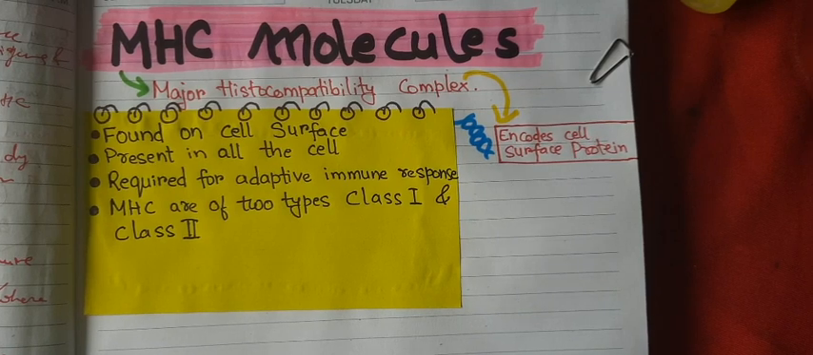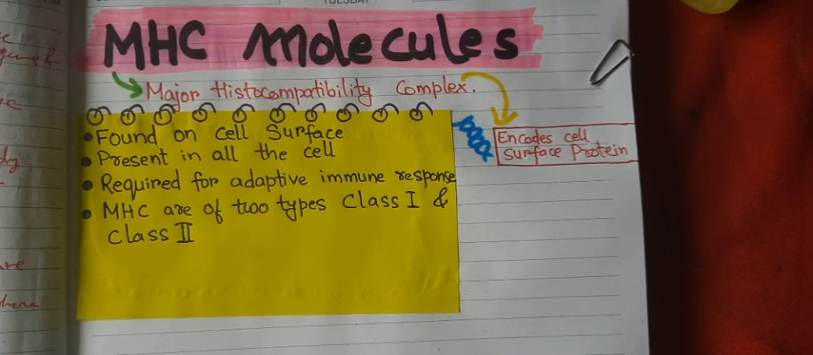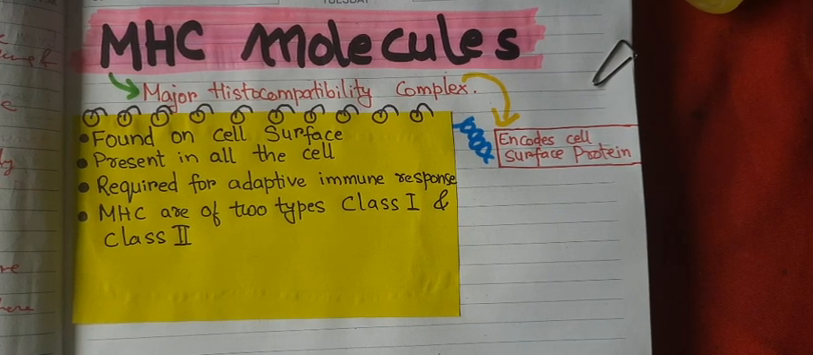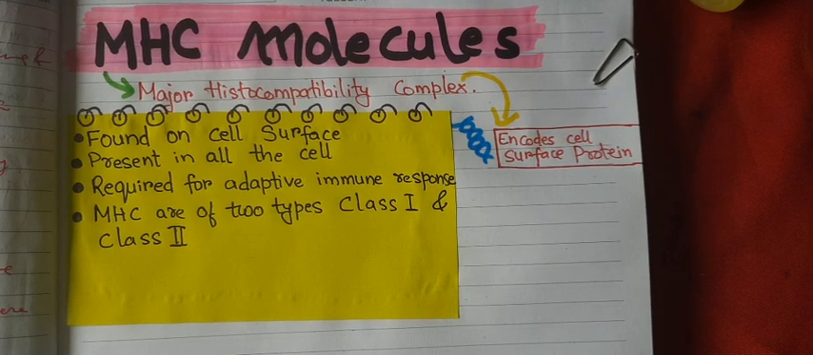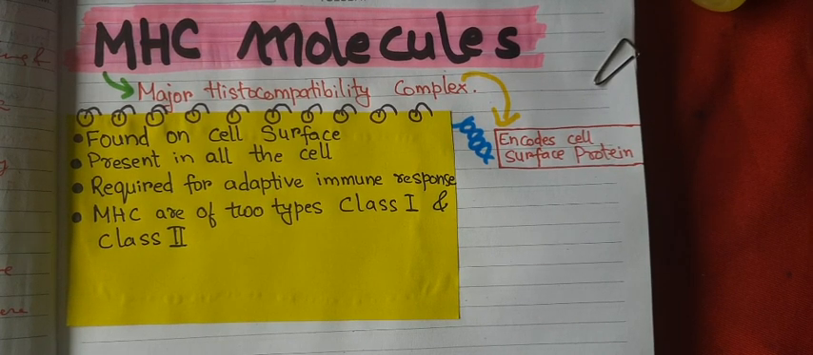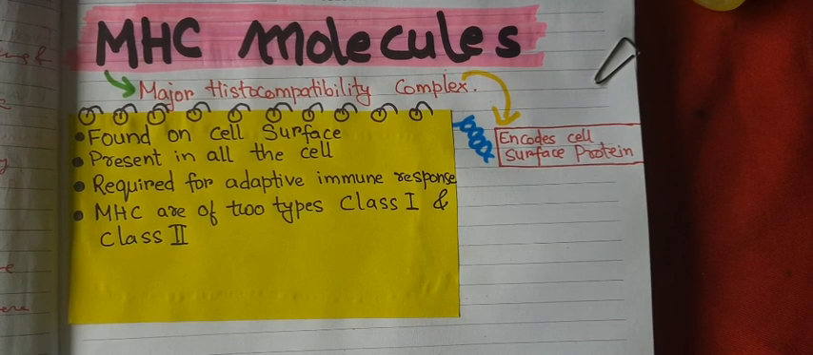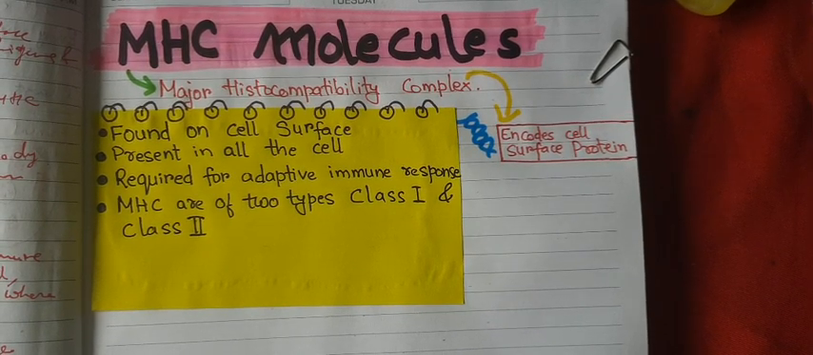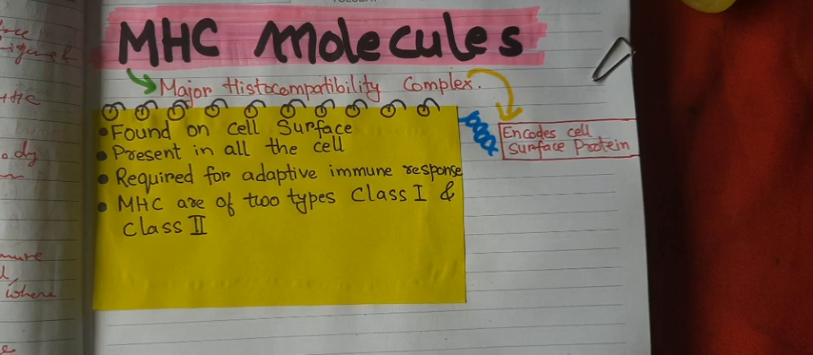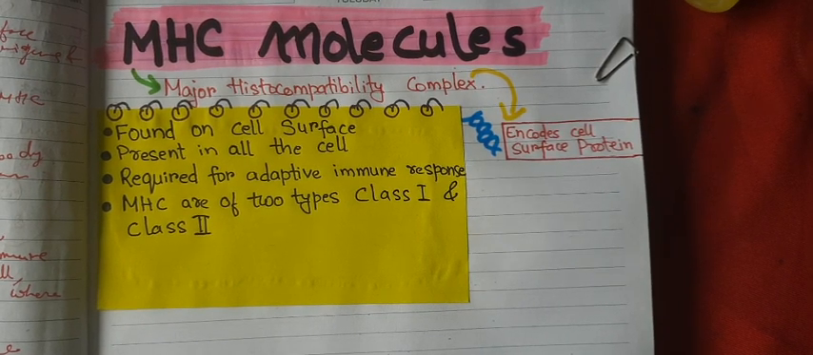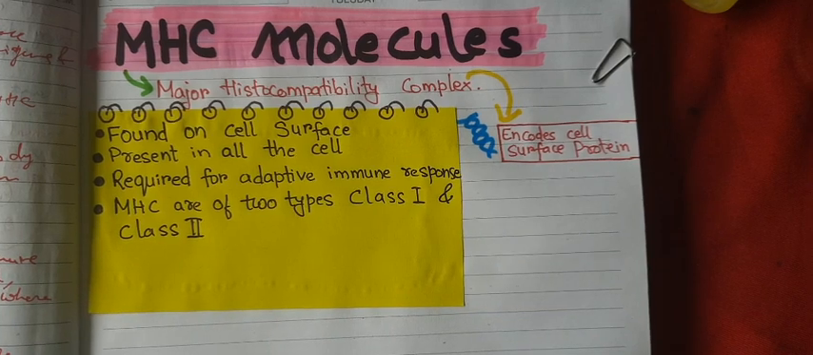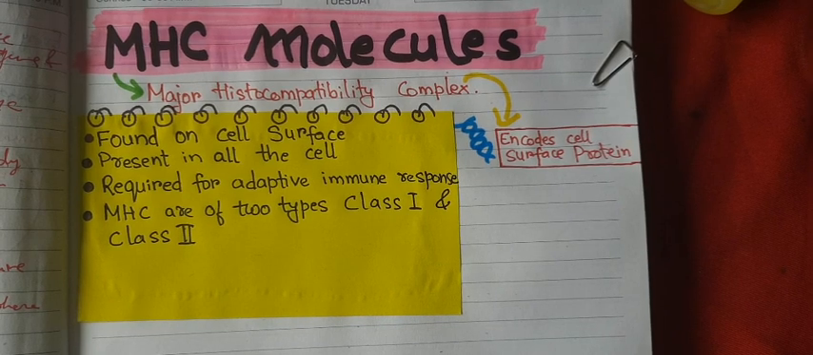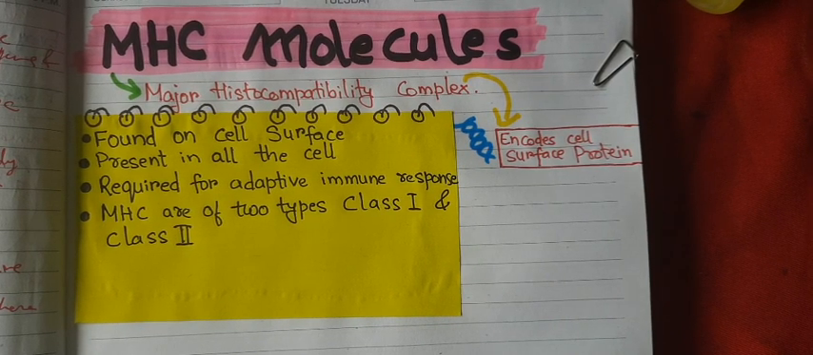It is found on cell surface proteins and is required for the adaptive immune response, because here T helper cells and T cytotoxic cells play an important role wherever infection occurs, and they bind with the MHC foreign molecule to act on it. Now there are two major types of MHC protein molecule. The first one is class 1 and the second is class 2. Class 1 MHC molecules span the membrane of almost every cell in an organism, while class 2 molecules are restricted to cells of the immune system called macrophages and lymphocytes.